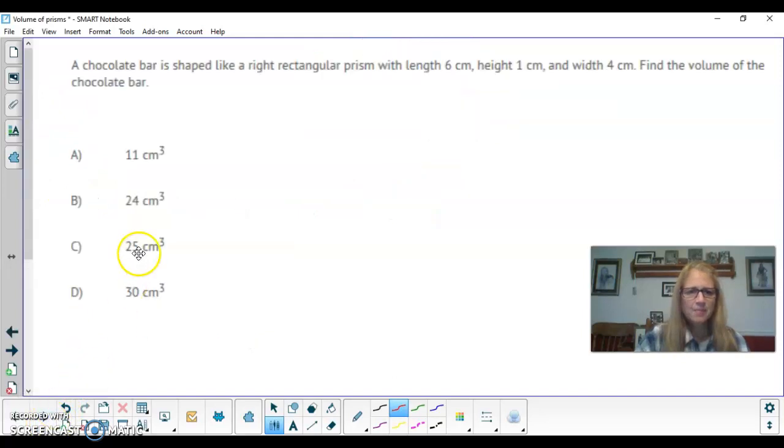So here's another type of example. We have a chocolate bar. It's shaped like a right rectangular prism with a length, height, and width. Go ahead and find the volume of that.